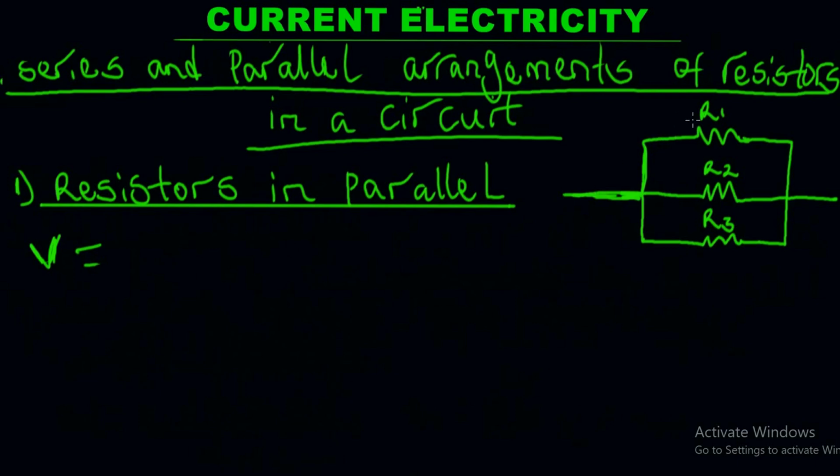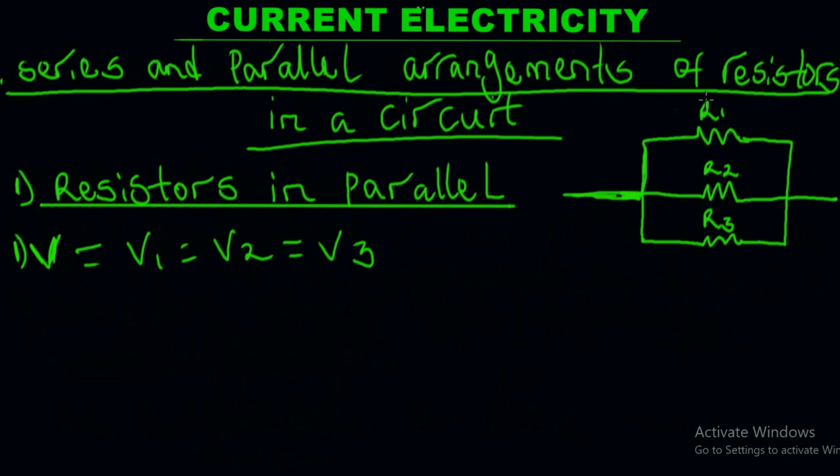Why? Because the potential difference across R1 is V1, the potential difference across R2 is V2, and the potential difference across R3 is V3. They are going to be the same, and this will be equal to the total potential difference because they are connected in parallel. Take note of this, very important. But now, the current is different.